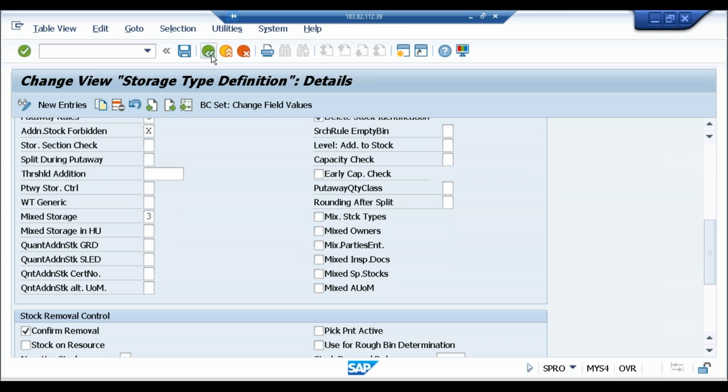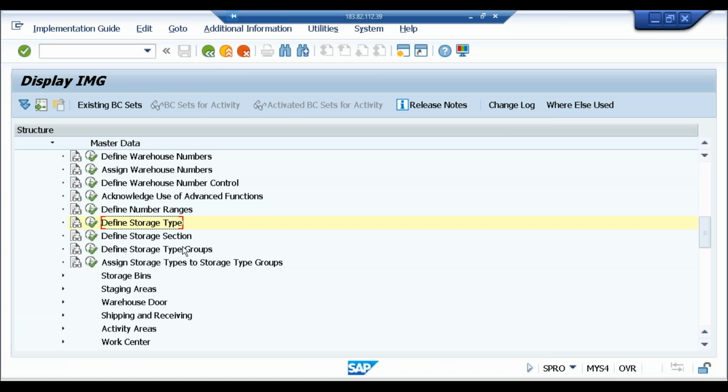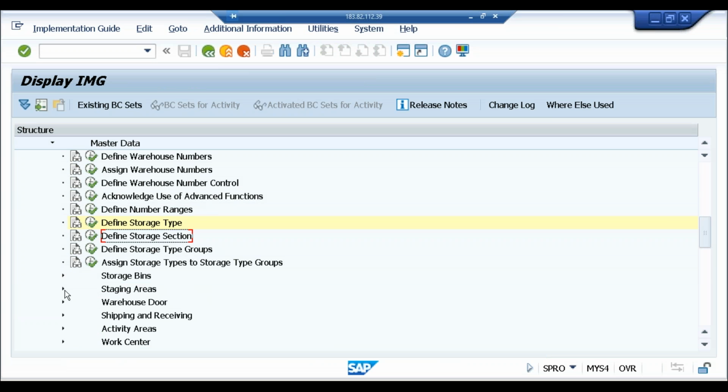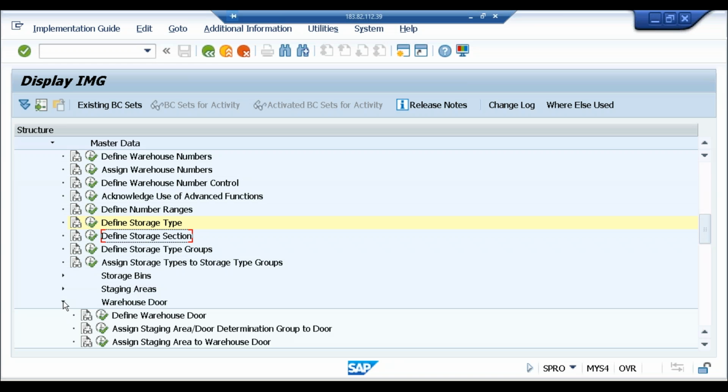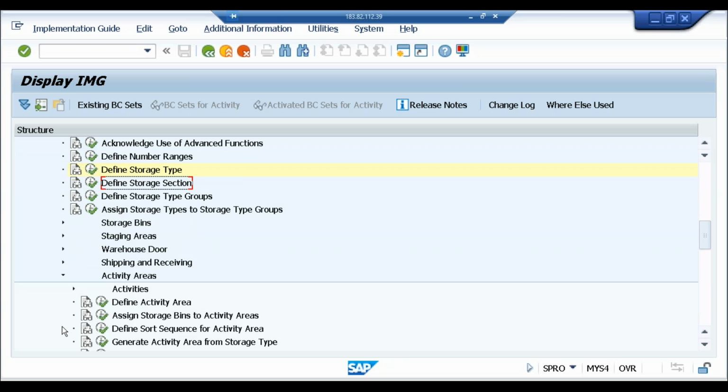And then we'll be discussing defining the storage section, and then we'll be working on the storage bins, staging areas, warehouse store, and then activity areas. These all configuration parts we'll be discussing in the next class.